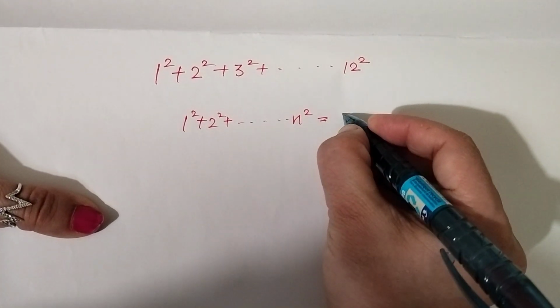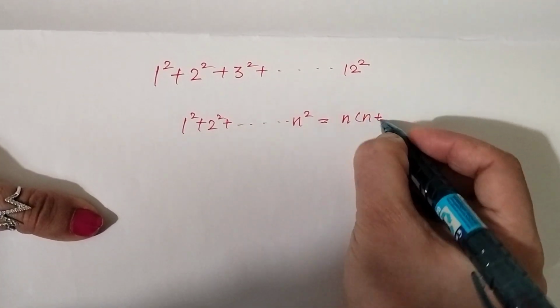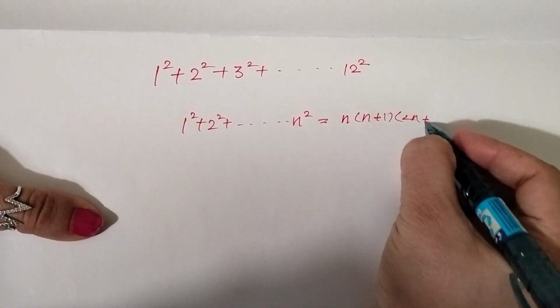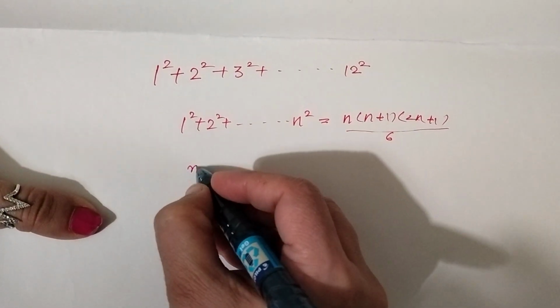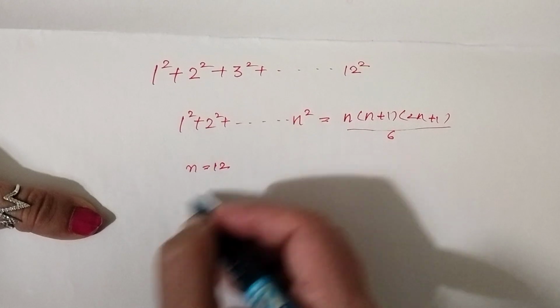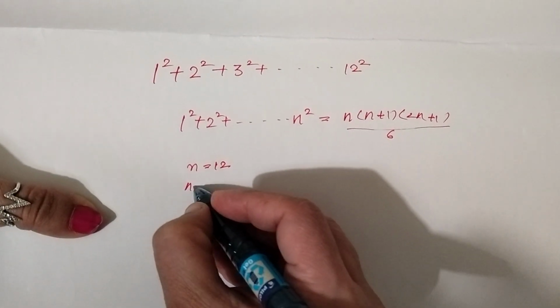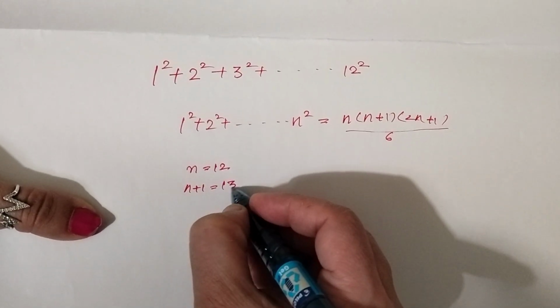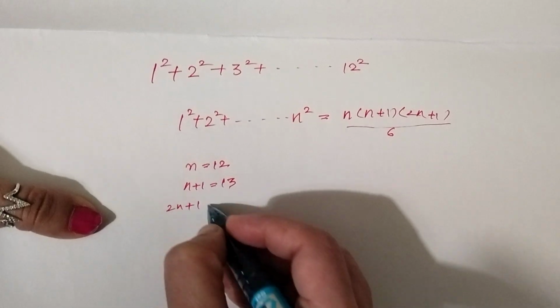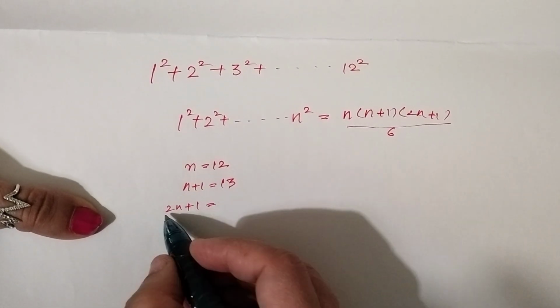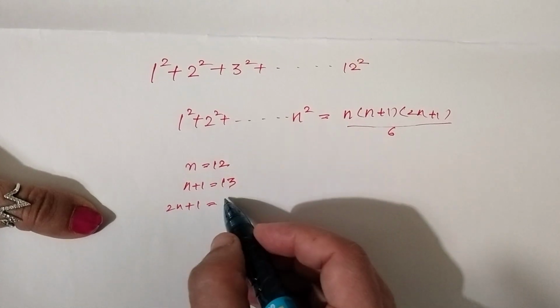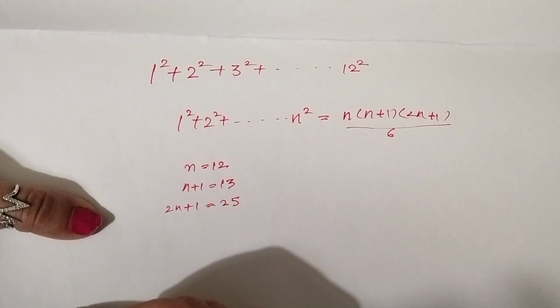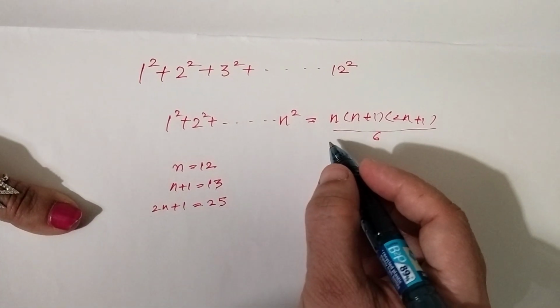So the formula is n times n plus 1 times 2n plus 1 by 6. Okay, so in our case, n is actually 12, right? So what is n plus 1? N plus 1 is 13. What is 2n plus 1? 2n plus 1 is, 2 times 12 is 24, and then 25, right? 2n plus 1 is 25.